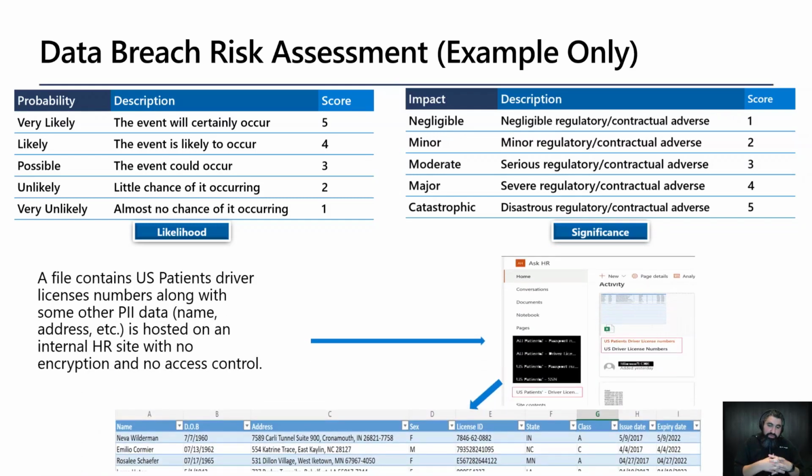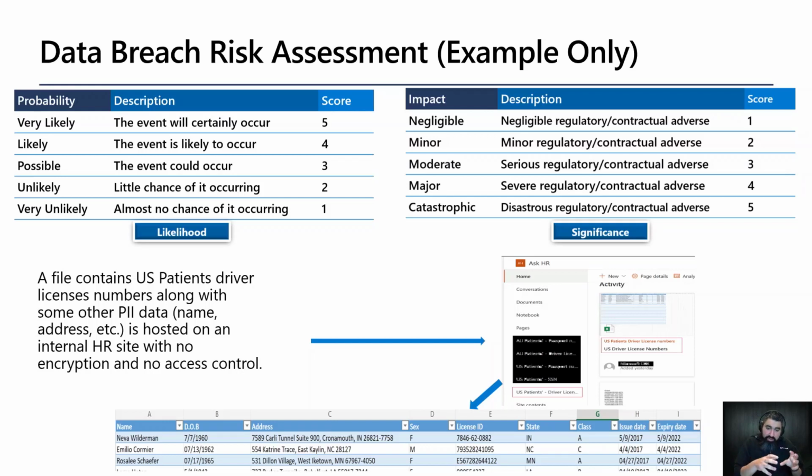Let's give an example to make it more clear. Now, we've got a file, or an Excel sheet in this case, that contains US patients' driver license numbers, along with other PII information such as name, address, gender, etc. The file is mainly used to identify COVID-19 research applicants. The file was created by the HR department and was uploaded to their internal SharePoint Online site.